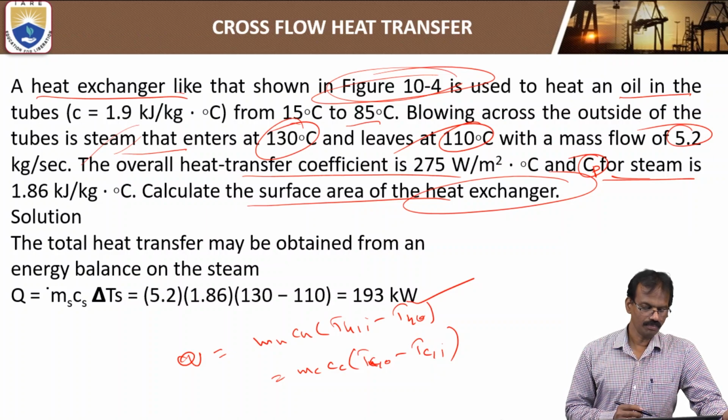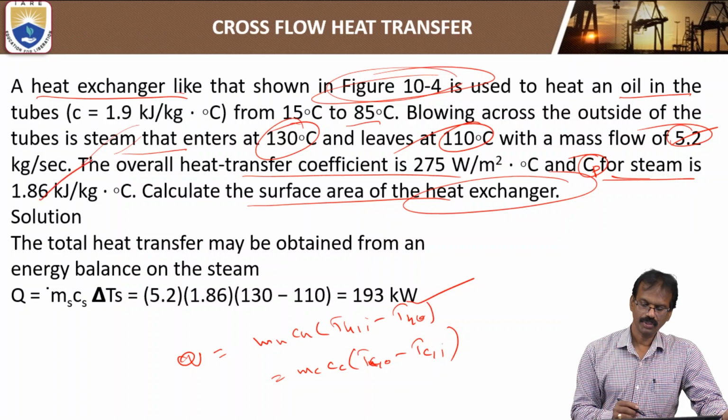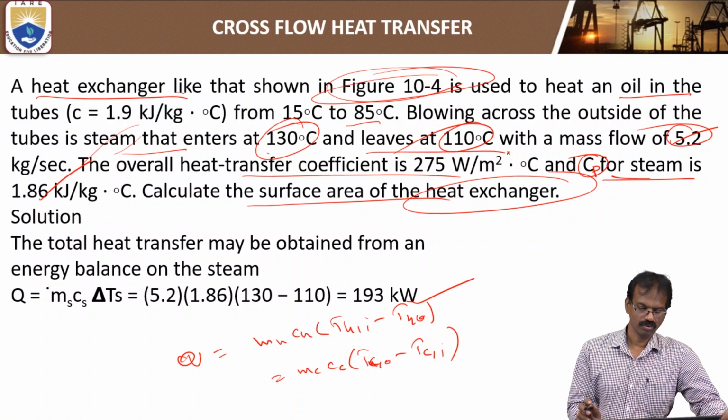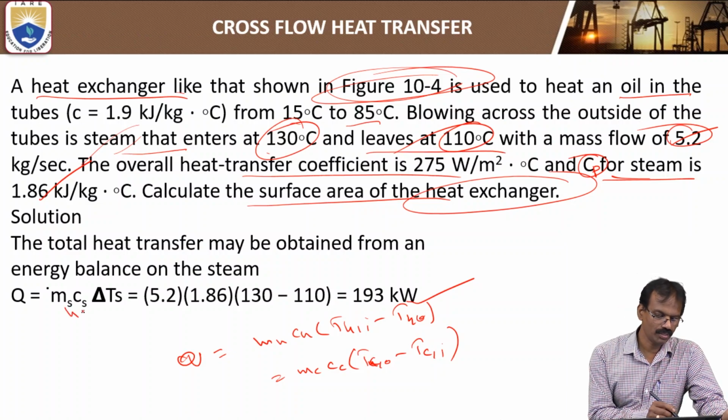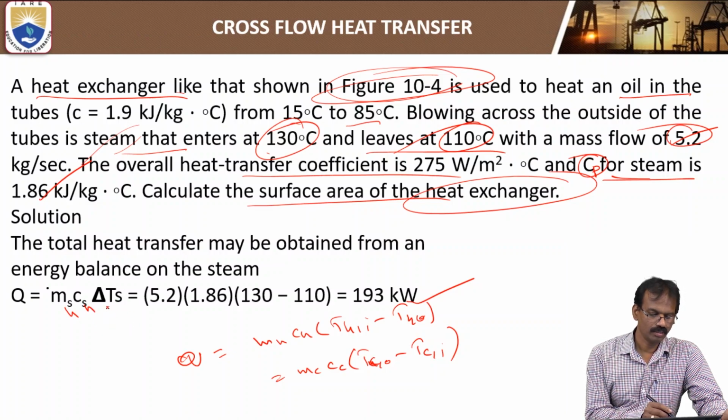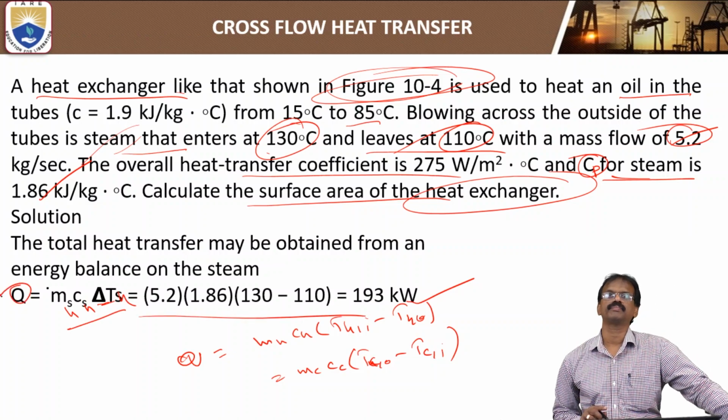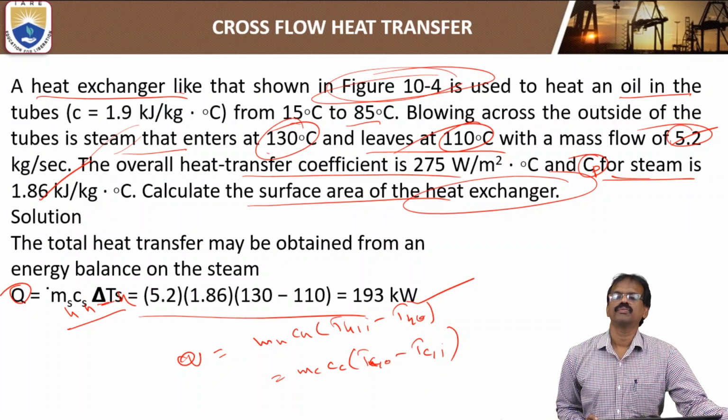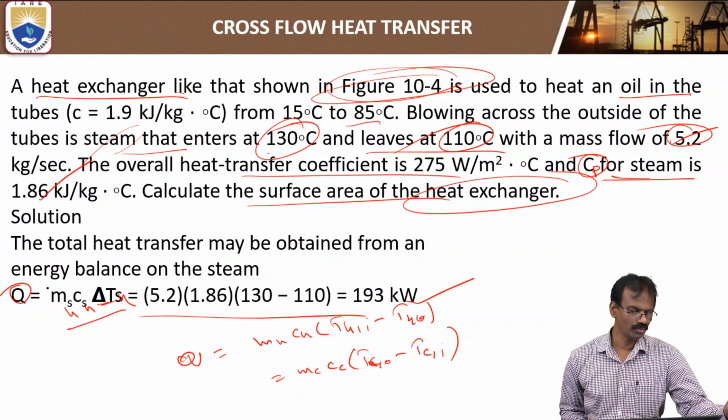The mass flow rate of the steam has been given, the specific heat of the steam is also given, and the temperatures of the steam, inlet and outlet, that is 130 and 110, are also given. So MH, CH and delta TH, these values are given. By using this you can find out the Q. So for the steam, the mass flow rate, the specific heat, and the inlet and outlet temperatures are given. That is the hot fluid. By using those values, you can find out the Q value.